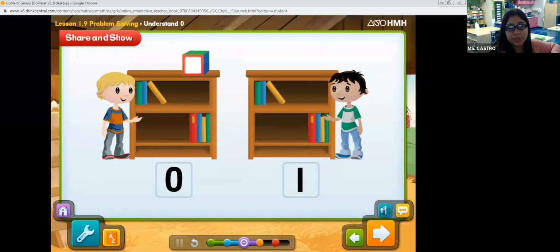So with problem solving, boys and girls, if you notice, Miss Castro repeated the problem and the question because sometimes it's important to understand what they're asking you. So Drew here, the boy on the left, has 1 block. Adam, the boy on the right side, has 1 less block than Drew. So looking at Adam, he does not seem to have any blocks at all. When you don't have anything at all, that represents the number 0.